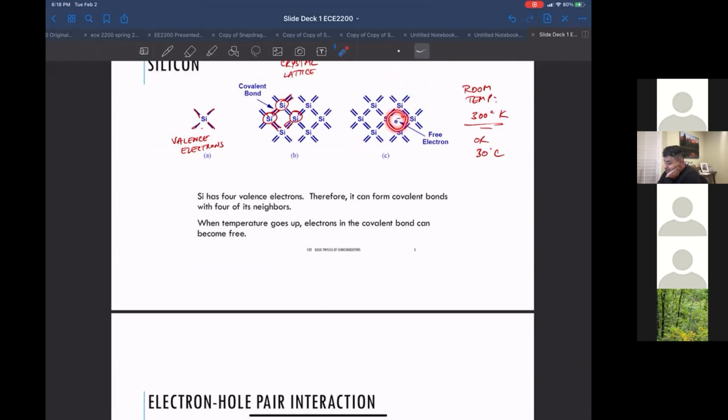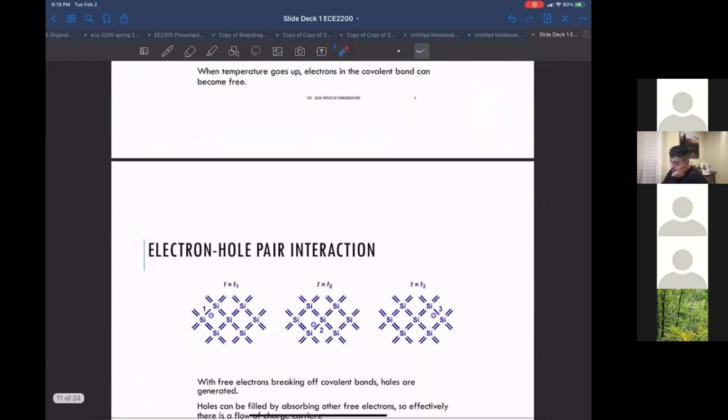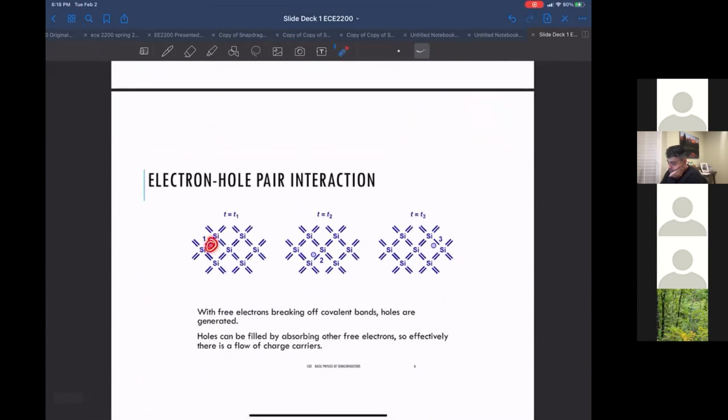So once this electron is floating around, there is an empty spot here where that electron no longer is. So let's say it was here, this electron left and there's an empty bond there. In the semiconductor business, this empty spot where the electron used to be is called a hole.